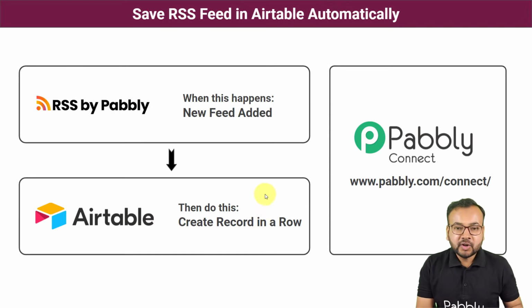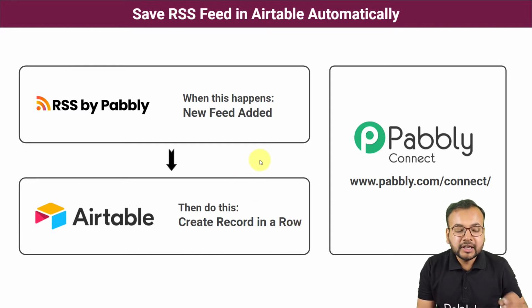So the flow of this automation is going to look like this. Here, guys, RSS by Pabbly feature of our tool, which is Pabbly Connect, is going to fetch the RSS feed as and when the feed gets updated in the website. And as the feed gets updated, the same feed along with the link and a few titles is going to be saved here in Airtable's table in a new row automatically.